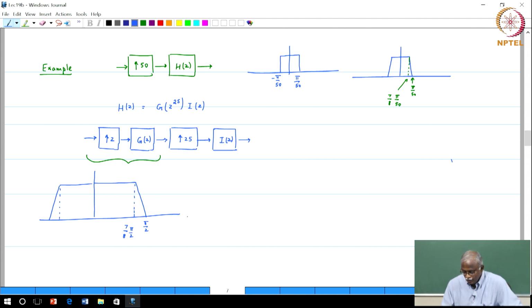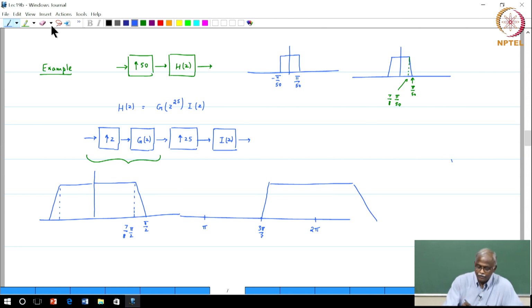Now, this is pi, 3 pi by 2 and 2 pi, and of course, you should have a corresponding image on the other side. The reason we are spending a little extra time on this is to make sure that the advantages of the interpolated FIR method are visible from this aspect.